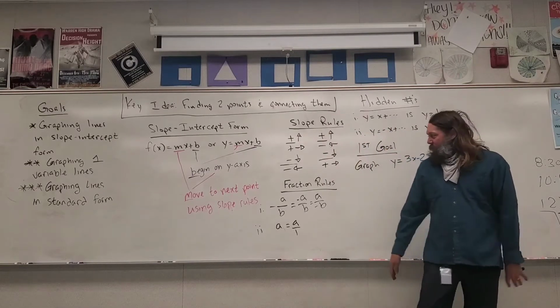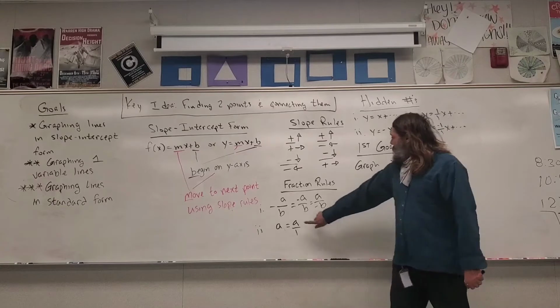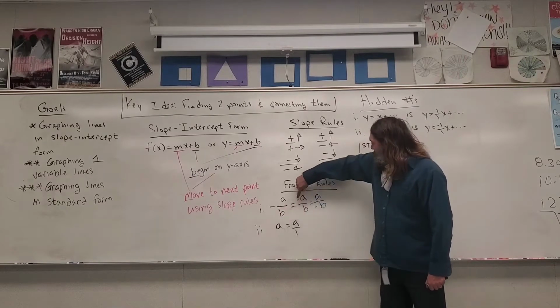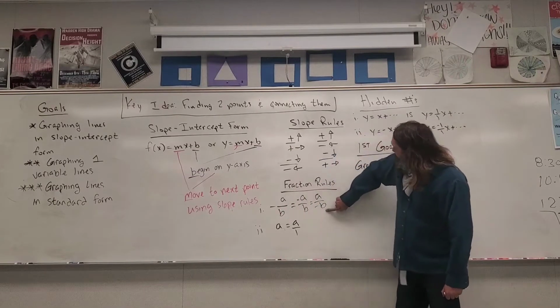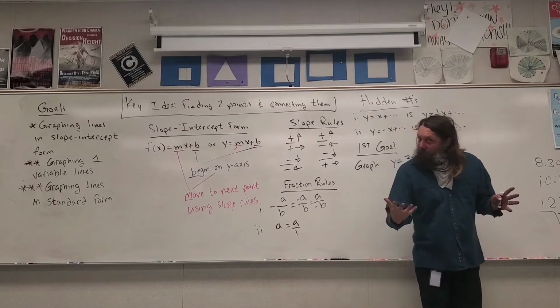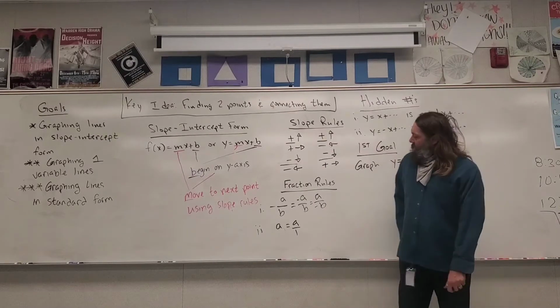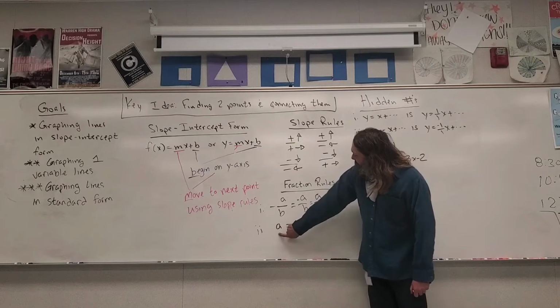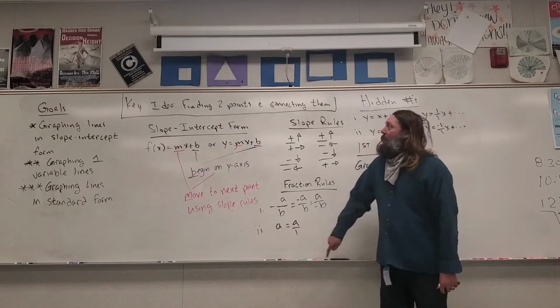Now there's a couple fraction rules we need to be aware of. If I have a negative in front of a fraction, I can put the negative with the numerator, or I can put the negative with the denominator, wherever you want to put it, but it can't go both. The other rule for fractions is if I have a number, I can put a 1 under it.